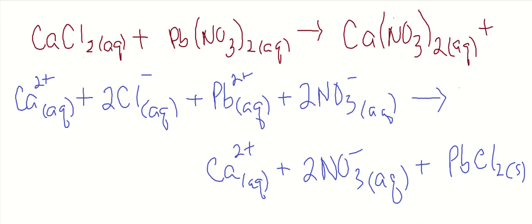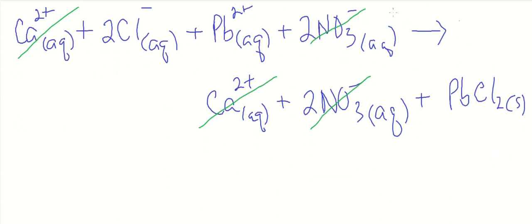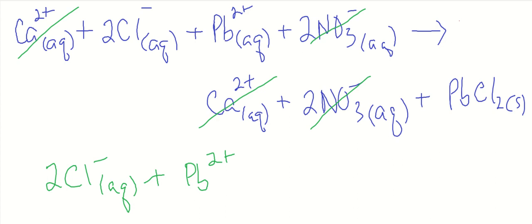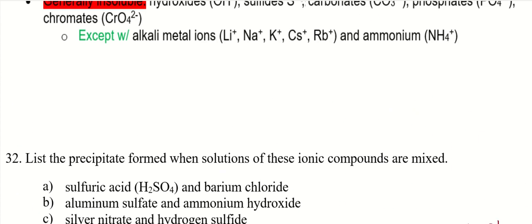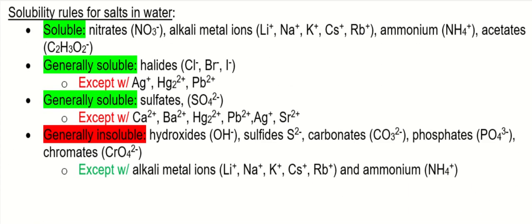Cancel the spectators. Get rid of them. They're not participating. So the net ionic is writing just the participants. That's your chloride, 2 moles of chloride anions in solution reacting with 1 mole of lead-2 ions forming lead-2 chloride. And there's your net ionic equation. And there's your solubility rules.